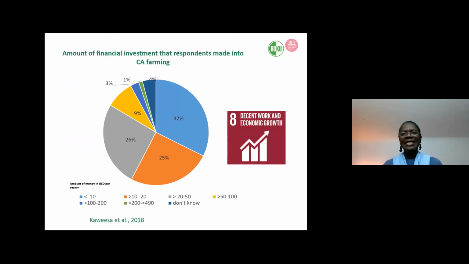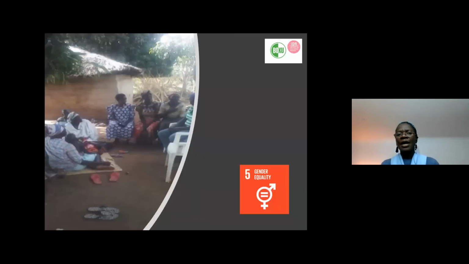Study showed that 70% of the participants invest between $20 to $50 per season per hectare. This is very minimal, it's very meager if we are to get a significant output of yields from their land. And this has to do with economic growth. The other thing has to do with gender equality. In this part of the country, women do not own land. Very few women own land because of the social structure. So it is very difficult for the women to make investments on land which is not theirs.